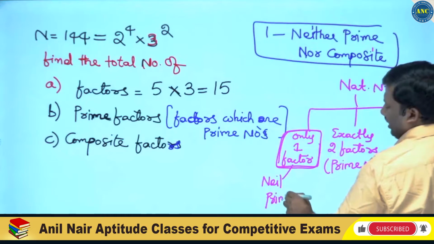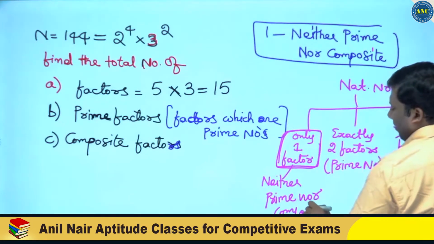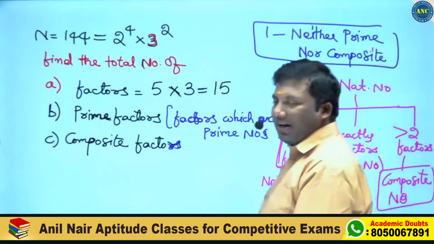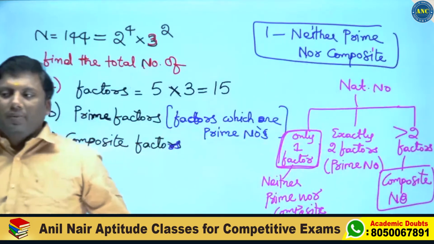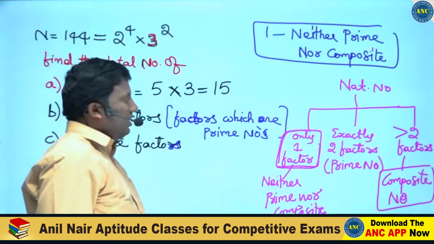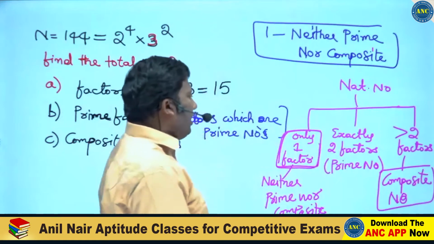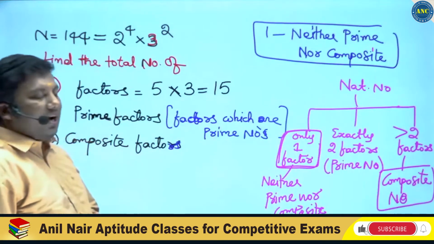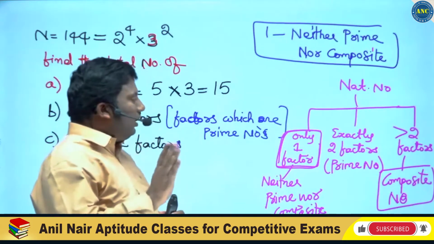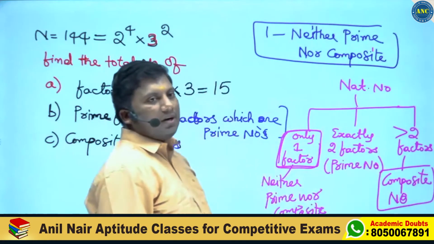I hope the idea is clear. 1 is a number which has got only 1 factor. A composite number will have greater than 2 factors. A prime number will have exactly 2 factors. Depending upon the number of factors, if a number has got exactly 2 factors, it is called a prime number. If it has got greater than 2 factors, it is called a composite number. If it has got only 1 factor, it is neither a prime number nor a composite number.